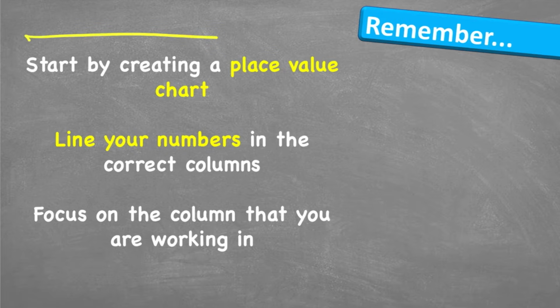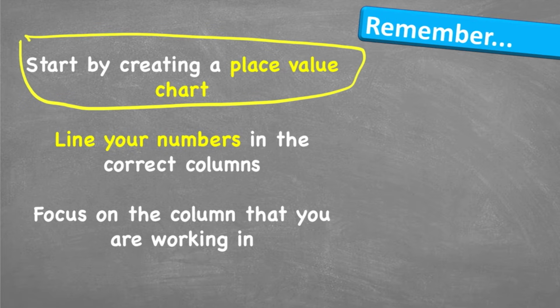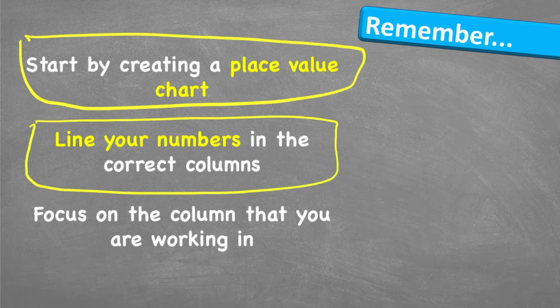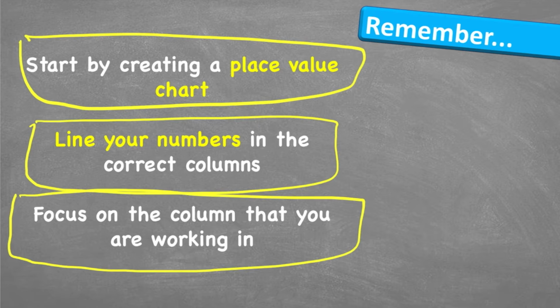Start by creating your place value chart. This is really important. It will help you understand which column we are adjusting. Line your numbers up into the correct columns, and then focus on the column that you're working on. If you're looking at 10 more, you're going to be working in the tens column. If you're looking at 100 less, you're going to be looking in the hundreds column. And in the future, when you're looking at bigger numbers, when you're looking at 1,000,000 more, you'll look in the millions column. So this is a really good habit to get into.